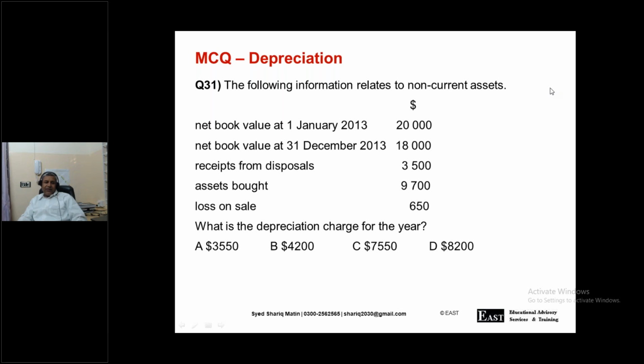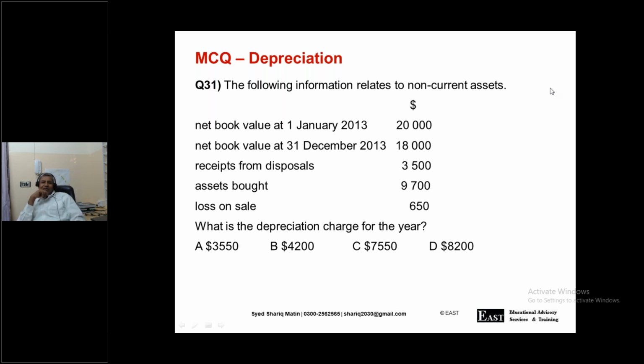So first we'll make a disposal account. We'll write the sale proceeds, which is 3,500, and then we'll add 650. It will give us the cost of the asset, which is 4,150. No, it won't give you the cost, Elia. It will give you the net book value because you're not treating the accumulated depreciation, yes, right?